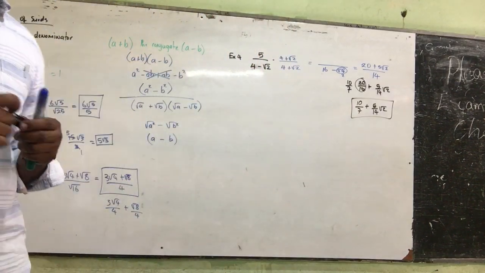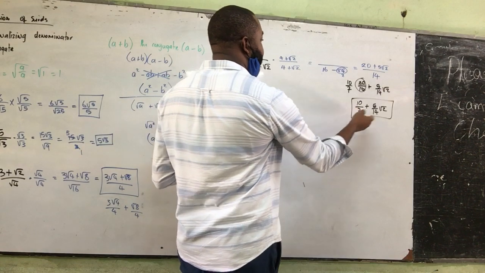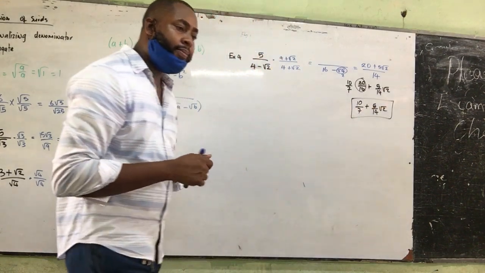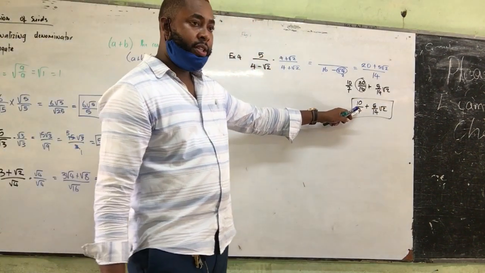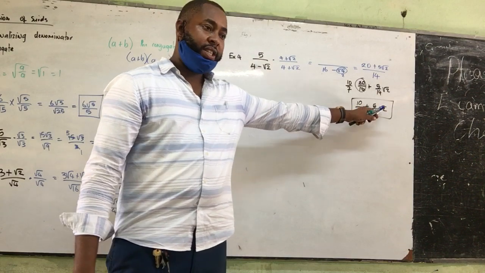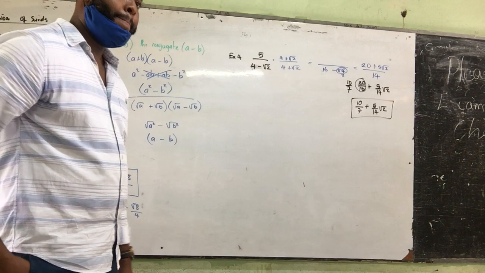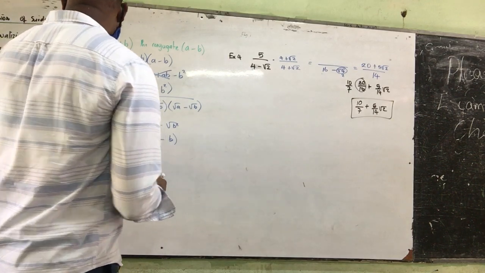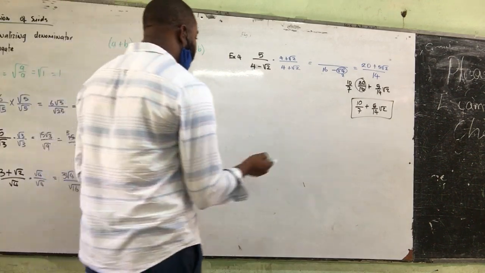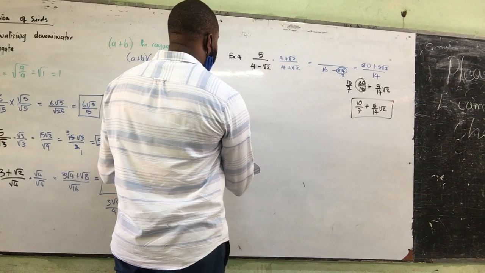Sometimes the question asks you to give your answer in the form a plus b root 2 or something like that. So a would be this fraction, b would be that fraction, root 2. Okay? Now let's see a different type of example, when you have two things up top. So example 5.